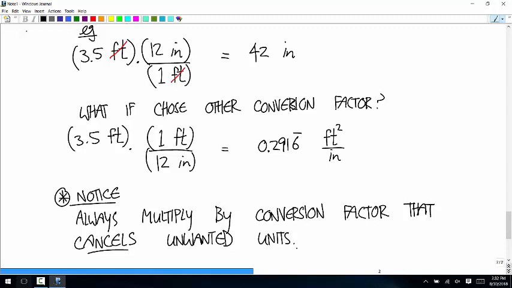Okay, so if you go back to the original quantity, it was 3.5 feet. The unwanted units, the ones we're trying to get rid of, are feet. And so you want the conversion factor. If you're trying to cancel feet that are in the numerator, you need to choose the one of these that has feet in the denominator so those cancel out. Okay? That's why this is the one that we want. And this one doesn't work because if you use the conversion factor that has feet in the numerator, these just multiply, they don't cancel.